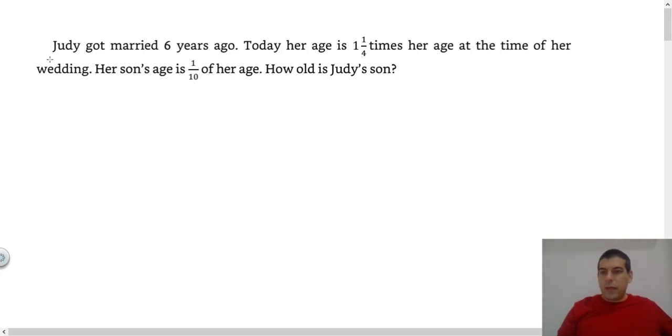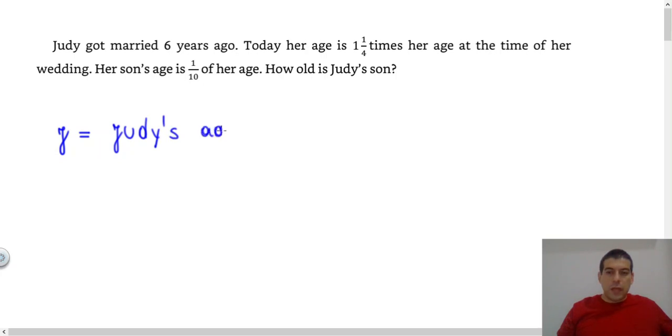Okay, in this question we have that Judy got married 6 years ago, and the question told that today her age is 1 1/4 times her age at the time of her wedding. We know that her son's age is 1/10 of her age, and we need to answer how old is Judy's son. So let's call J the Judy present age, okay?